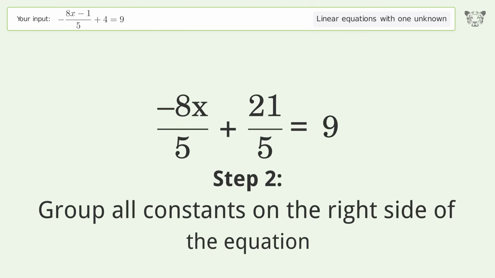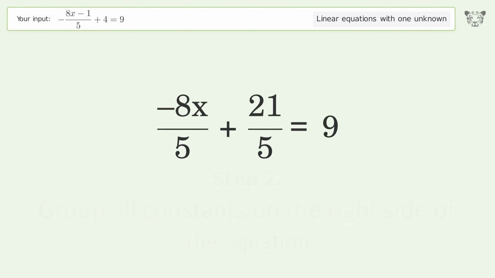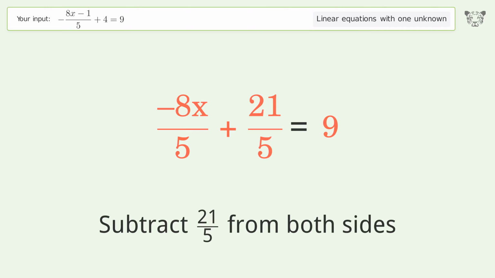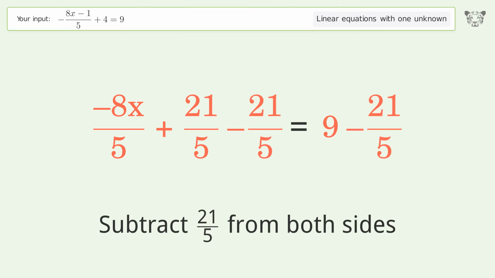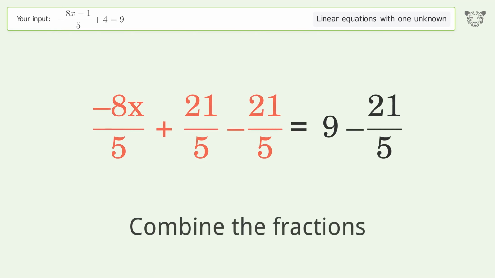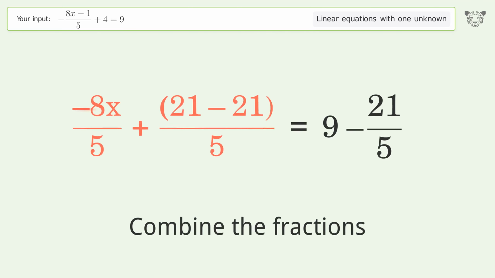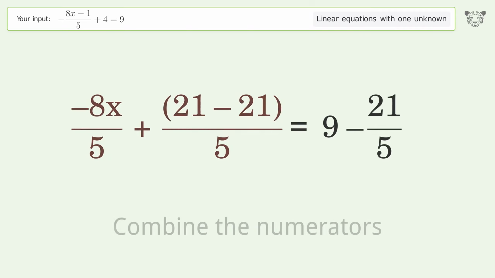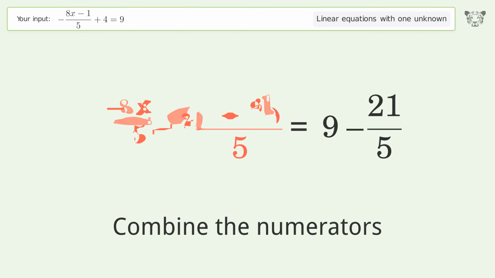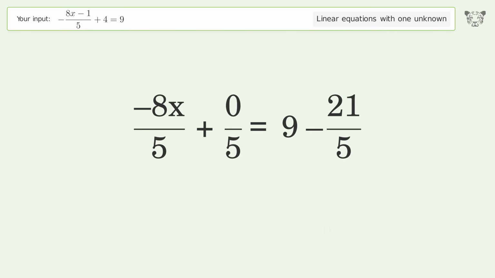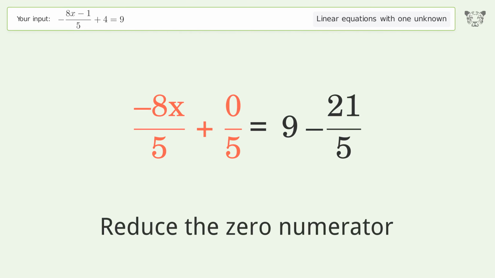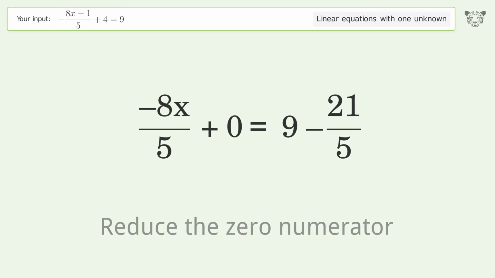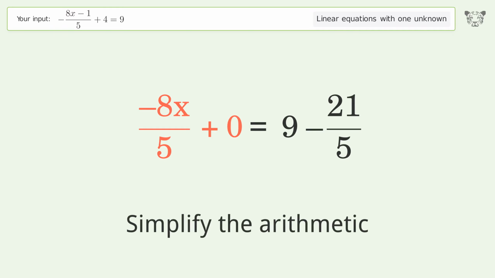Group all constants on the right side of the equation. Subtract 21/5 from both sides. Combine the fractions. Combine the numerators. Reduce the zero numerator. Simplify the arithmetic.